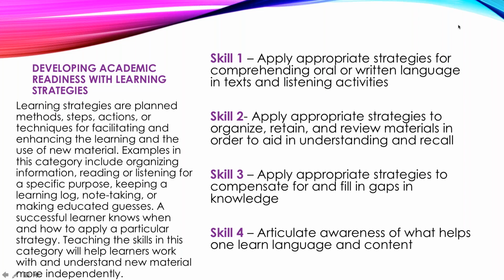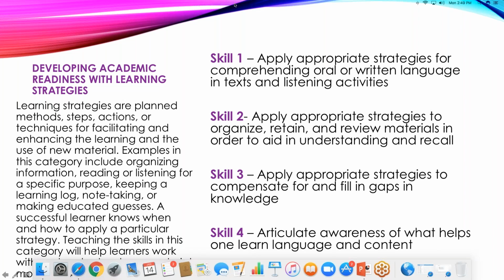And then, of course, next to that, you can see our skills. Skill 1, apply appropriate strategies for comprehending oral or written language in text and listening activities. Skill 2, apply appropriate strategies to organize, retain, and review materials in order to aid in understanding and recall. Skill 3 is apply appropriate strategies to compensate for and fill in gaps in knowledge. And skill 4 is articulate awareness of what helps one learn language and content. So these are the larger skills. There are some sub-skills in the TIF.